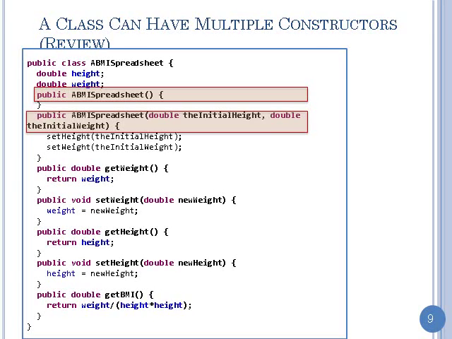Java needs context. When you give a method name, it has to know which method to call, so it needs the context to decide which one of these two methods to call. And what context does it use? What's the context that disambiguates? Yeah, parameters. Okay.